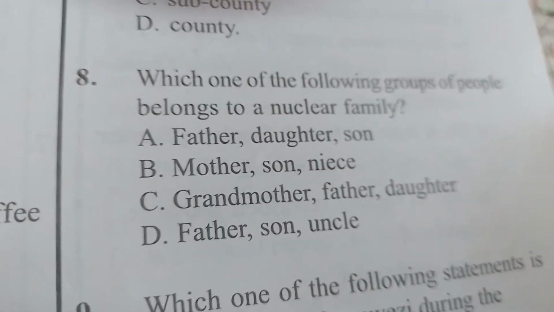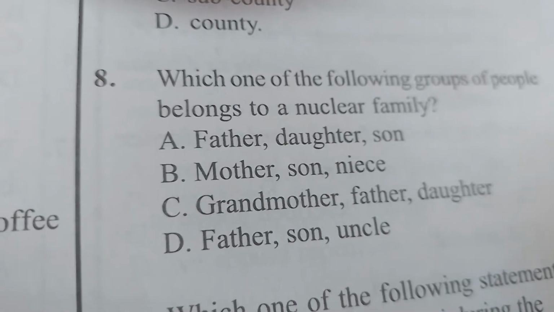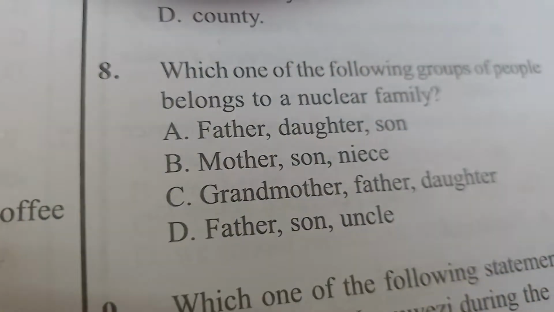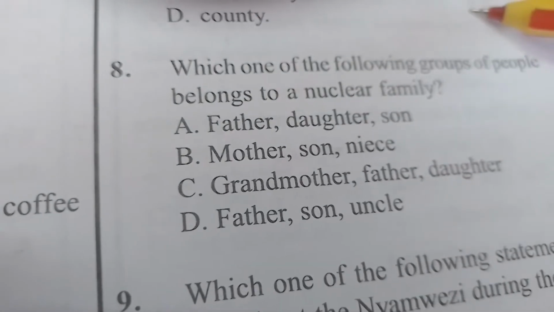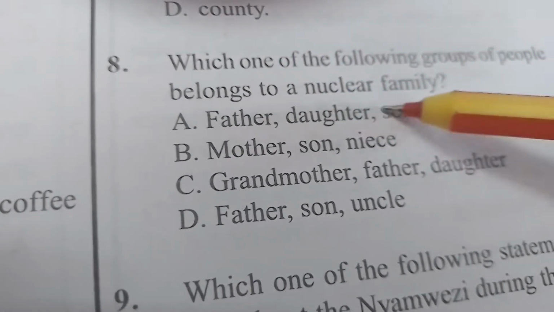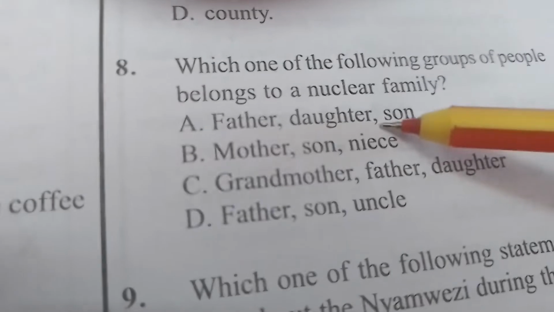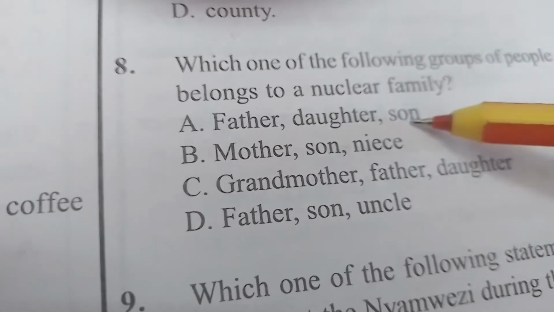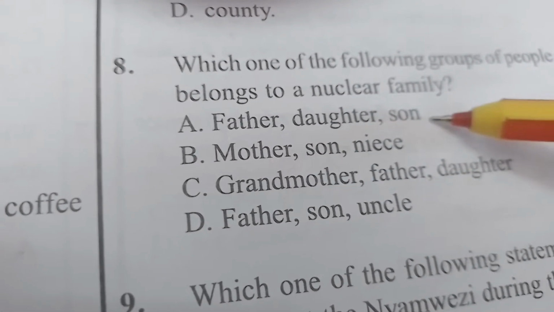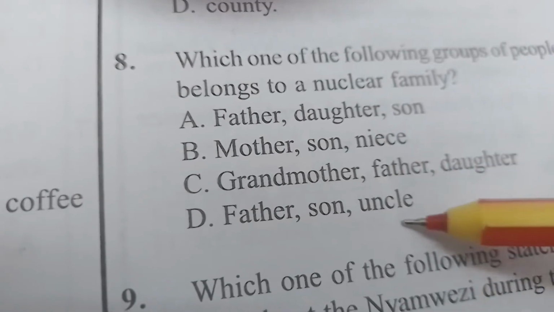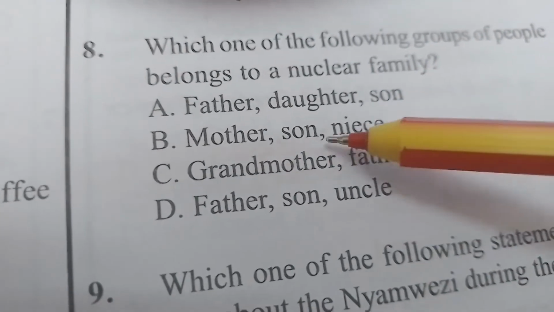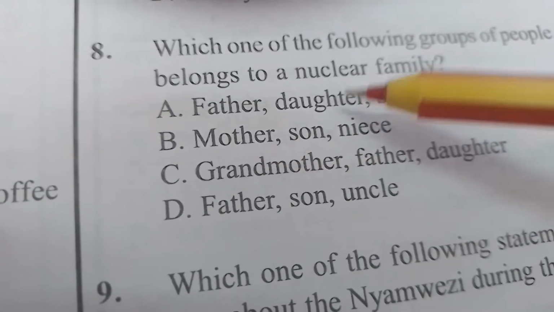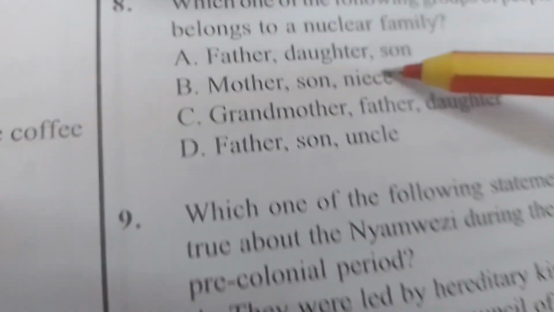Which of the following groups of people belong to the nuclear family? This is very simple. A nuclear family has father, daughter, son. They came from the same ancestor; the two came from the father. The mother is not counted here. Father, son, uncle is extended; grandmother is extended; mother, son, niece is extended; father, daughter, son is nuclear. So the answer was supposed to be A.